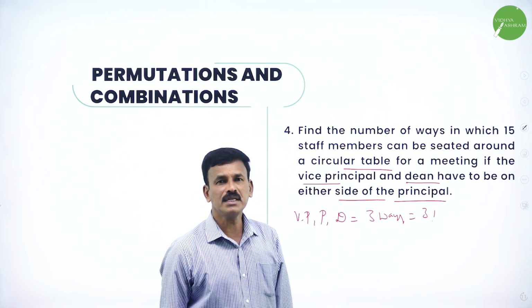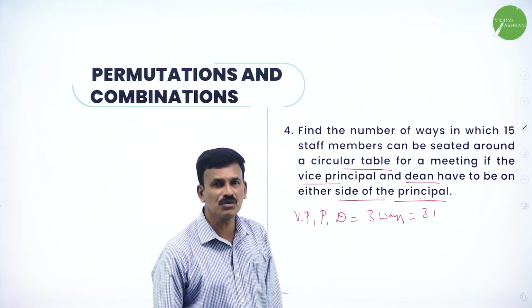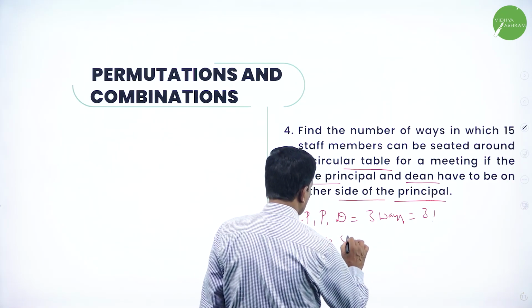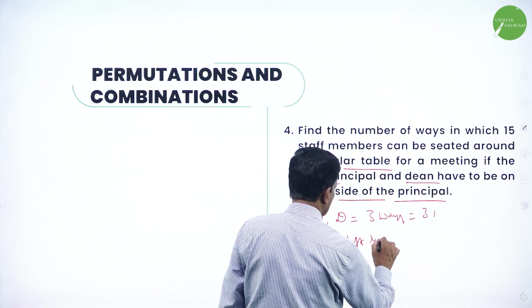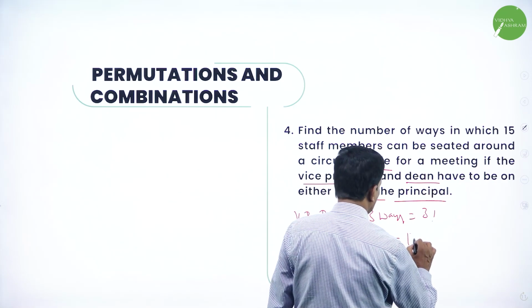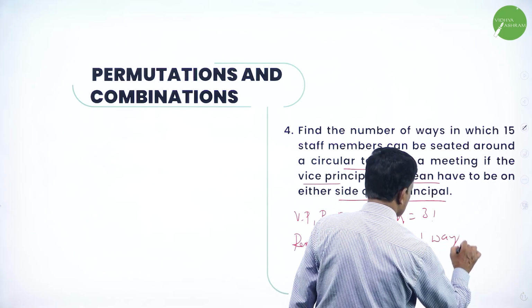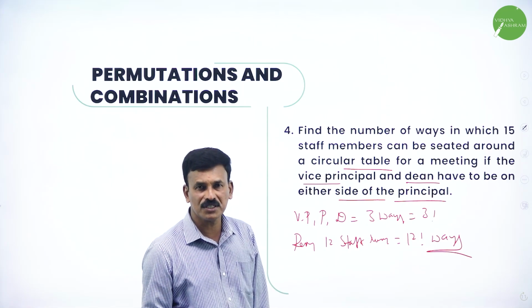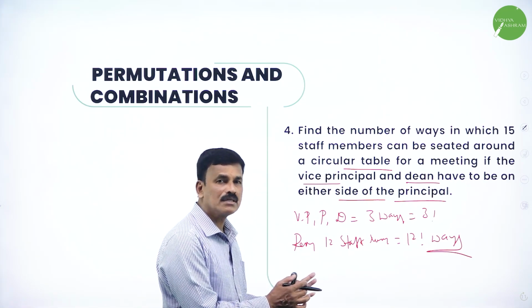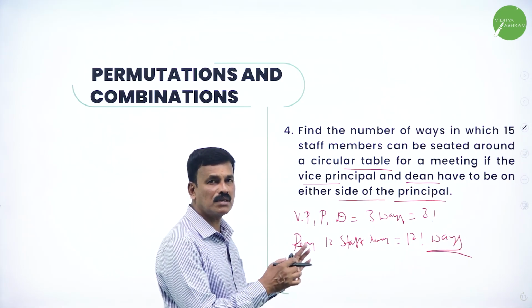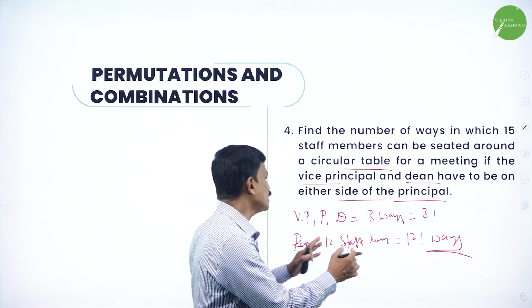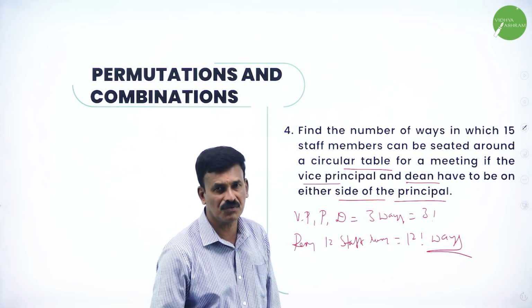Then how many are remaining? The remaining 15 minus 3, 12. The remaining 12 staff members can be arranged in 12 factorial ways. So, principal, vice principal and dean can be arranged in 3 factorial ways, and the remaining staff excluding them, 15 minus 3 is 12, can be arranged in 12 factorial ways, right?